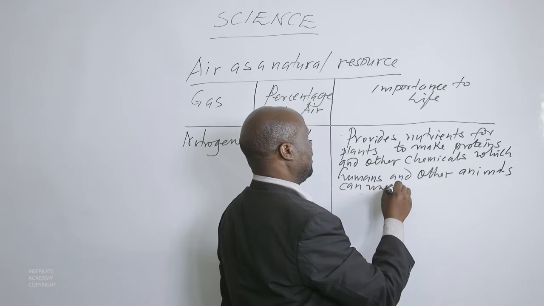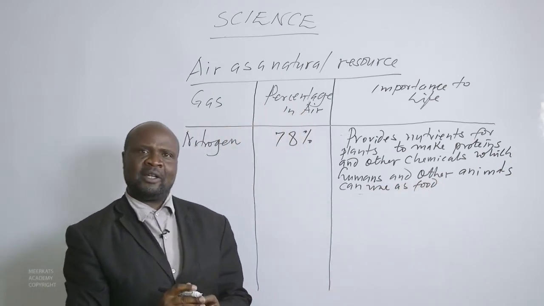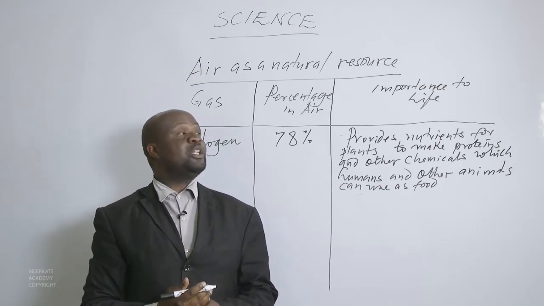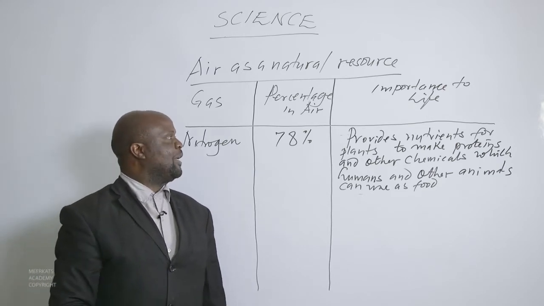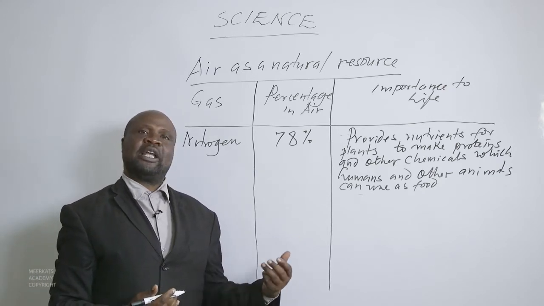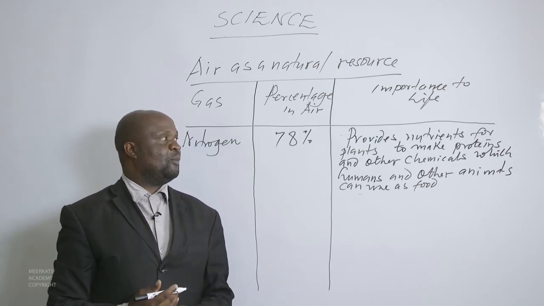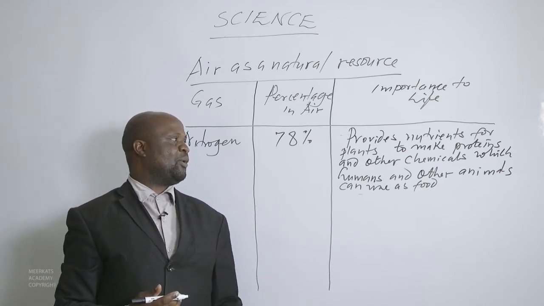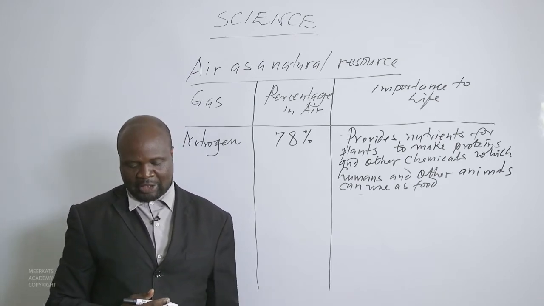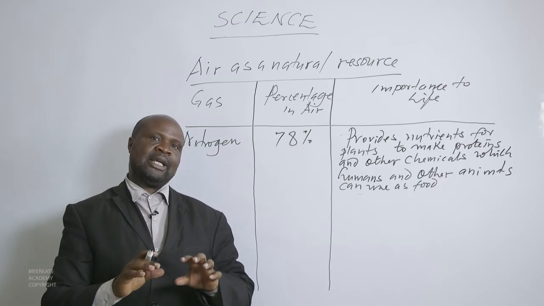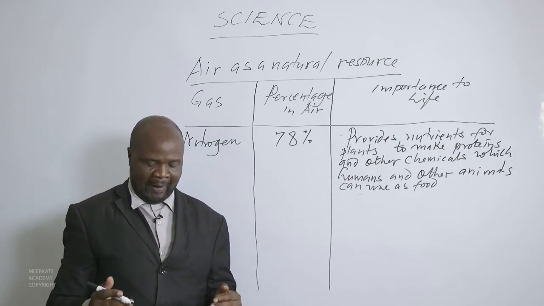So we are seeing the main importance of having nitrogen, present in the form of 78% in air. We are told it provides nutrients for plants to make proteins and other chemicals which humans and other animals can use as food. So nitrogen is present in that percentage, that is 78% in air.